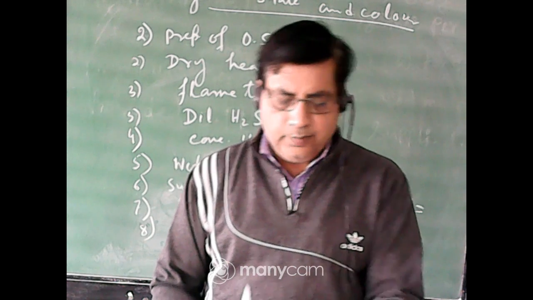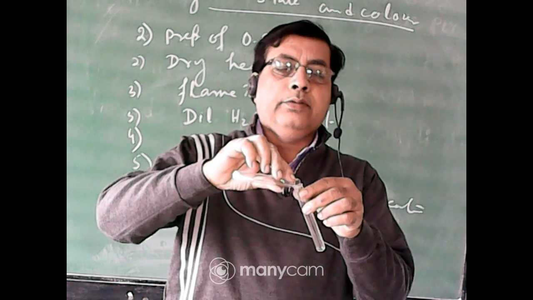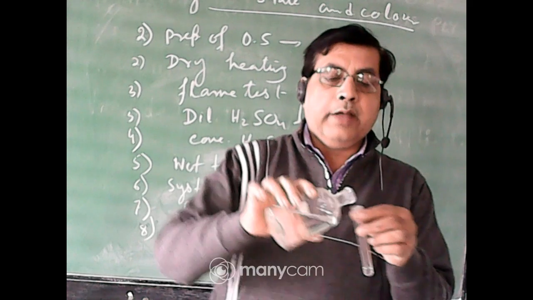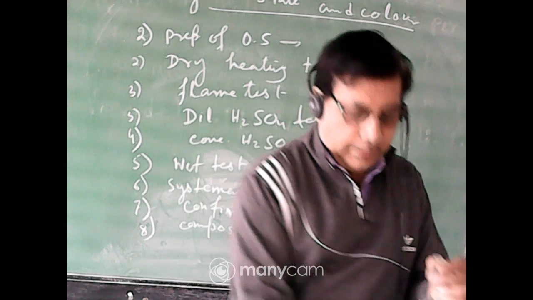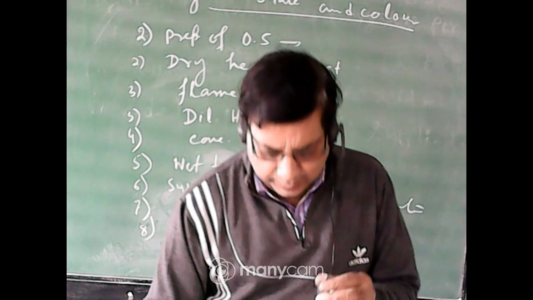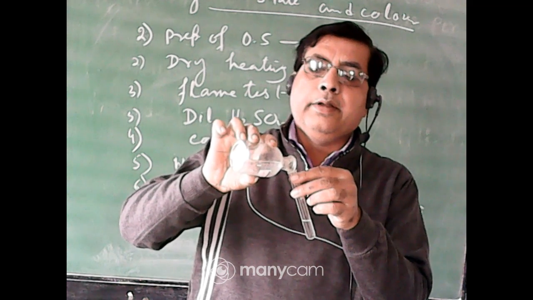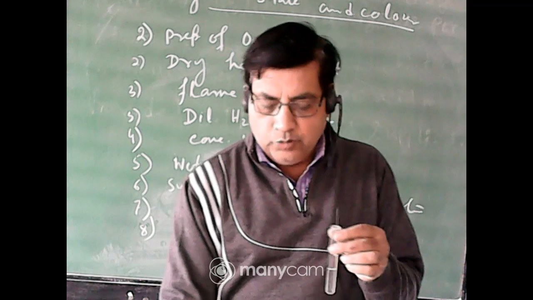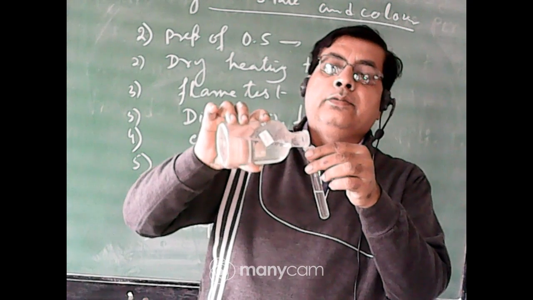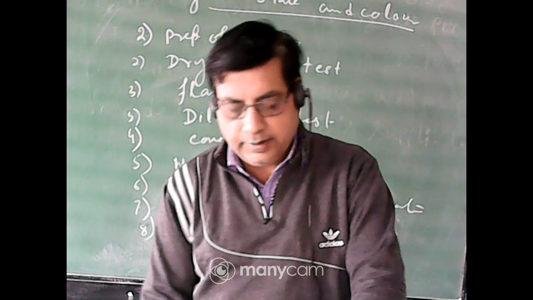Now perform the test for group 5. What are the reagents for group 5? You take original solution. You add first ammonium chloride, group 5 reagent. Then you add ammonium hydroxide, a very small amount to make the solution alkaline. Then you add ammonium carbonate, no PPT, that is group 5 also absent.